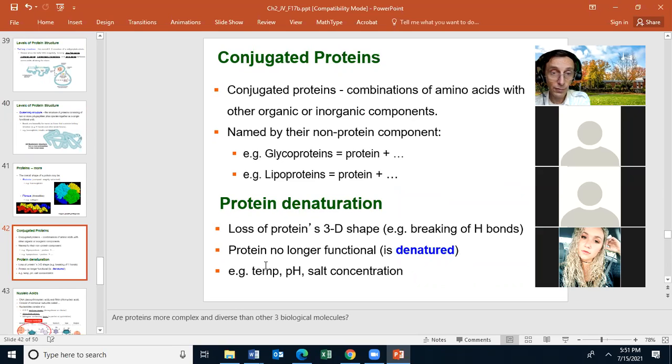You can denature a protein by putting it in the wrong temperature, the wrong pH, or the wrong salt concentration. An example of a denatured protein: when you crack the egg and put it into the pan, the egg white is the normal protein. And then when you heat the protein of the egg white and it turns white and solid and then you eat it, that is denatured protein in the egg white. That's denatured by the temperature. Any question about any of that?